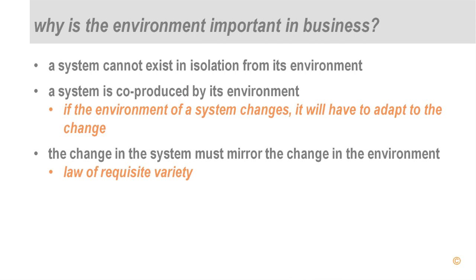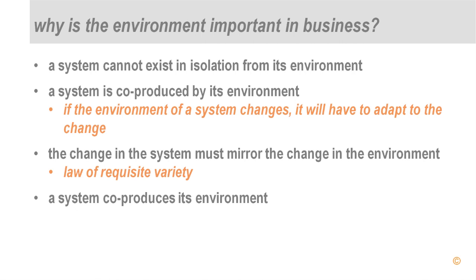Sometimes we hear, why must we change so much? The reason for that is because we need to match the environmental change. A system is co-produced by its environment. As new technologies are coming on the market in the environment, they will co-produce new product development in the organization, for example. Likewise, a system co-produces change in its environment.